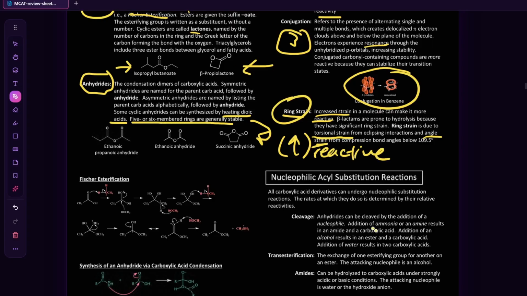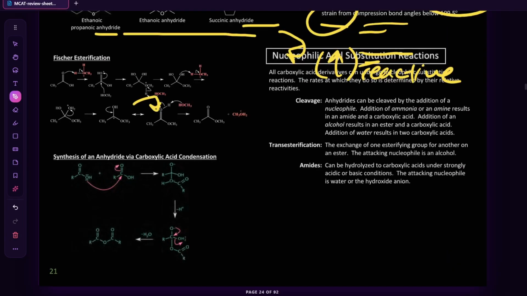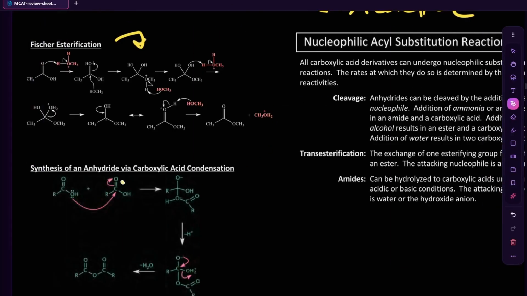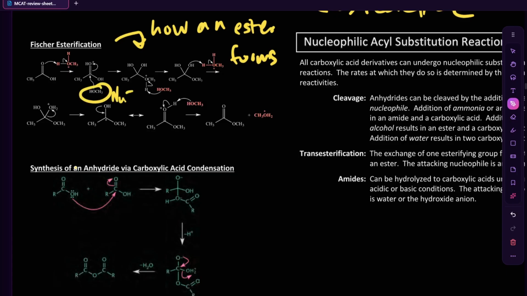Okay. And now we can go into the whole mechanism of Fischer esterification. So for Fischer esterification, we're going to go over how an ester forms, step by step. So that's what this mechanism shows you. First things first, an acid protonates the carbonyl oxygen, making the carbon even more electrophilic. Right, and the alcohol's oxygen then attacks as a nucleophile. So this would be your nucleophile. It attacks, forming a tetrahedral intermediate with a positive charge. So as you can see, this has a positive charge.